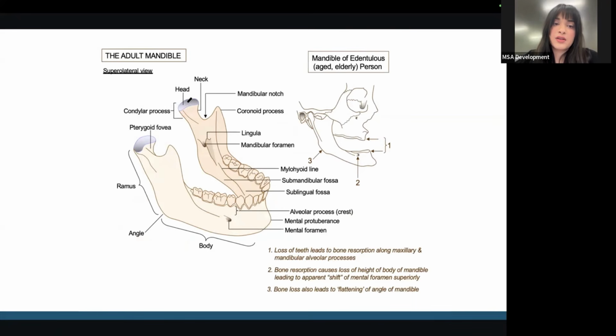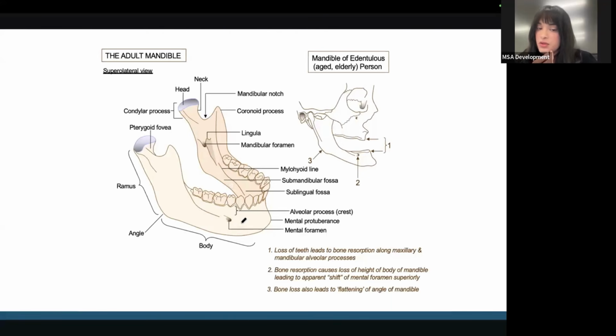This is the head, the condylar process. This is the neck. This is the mandibular notch. This is the coronoid process. The lingula is inside. The mandibular foramen is also inside. The mylohyoid line, the submandibular fossa is below the mylohyoid line. The sublingual fossa is above the mylohyoid line. Then you have the alveolar process. This one, the mental protuberance, so basically like the chin protruding outwards.